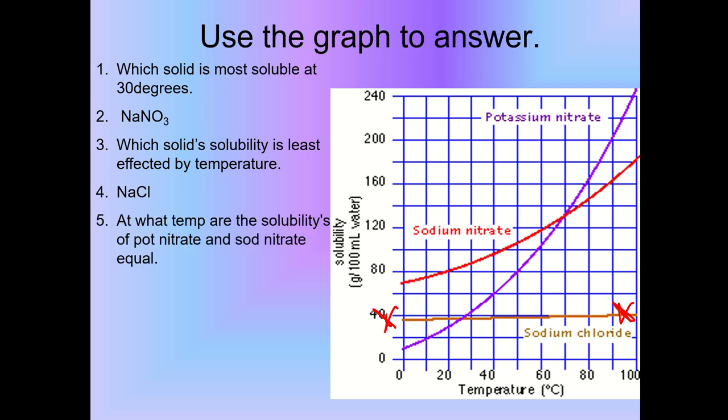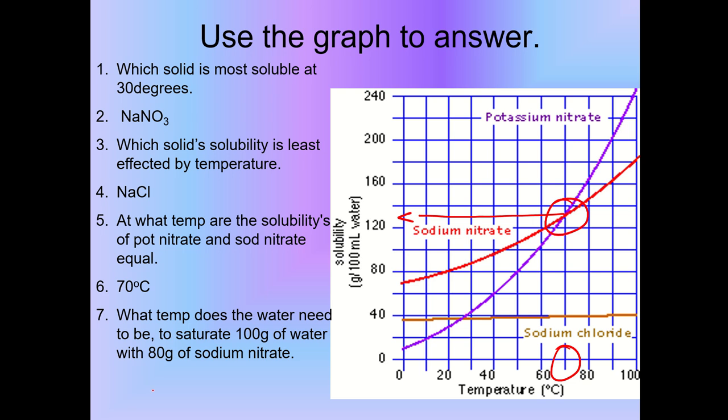At what temperature is the solubility of potassium nitrate and sodium nitrate the same? Well, if we take the red line and the purple line, which are those two compounds that we're talking about, we can see that they overlap. They have exactly the same solubility here at 70 degrees. So the solubility is there. It's about 130 grams per 100 grams, but either way, it's the same at 70 degrees Celsius.